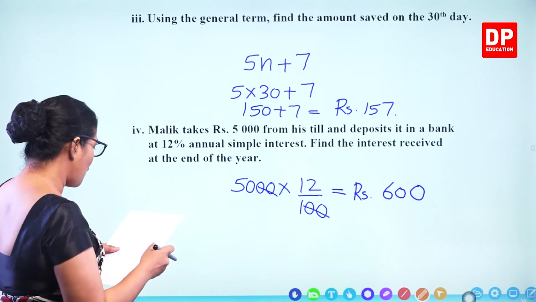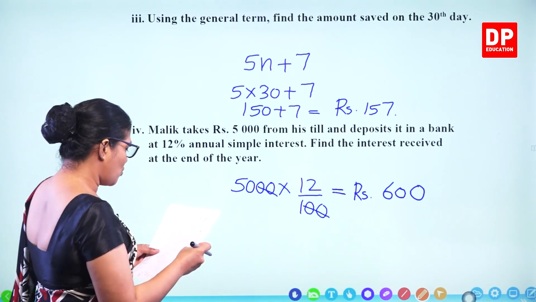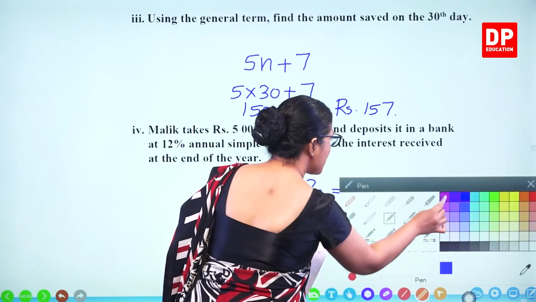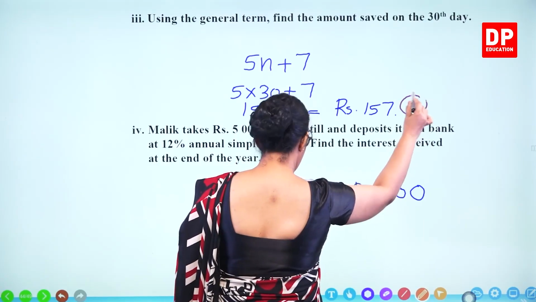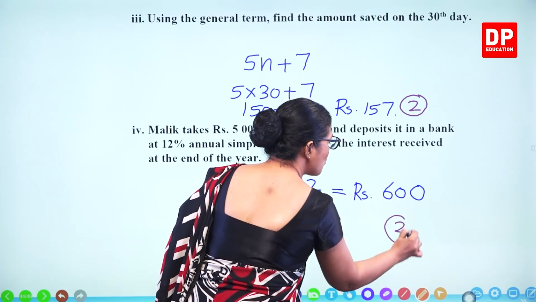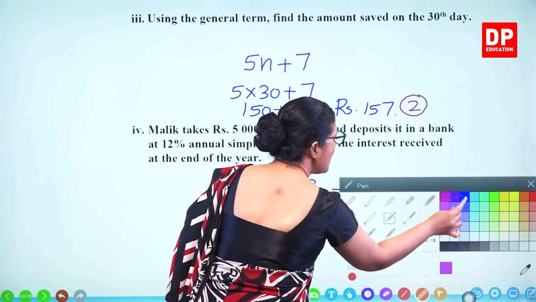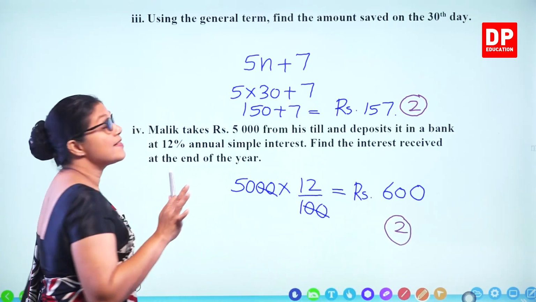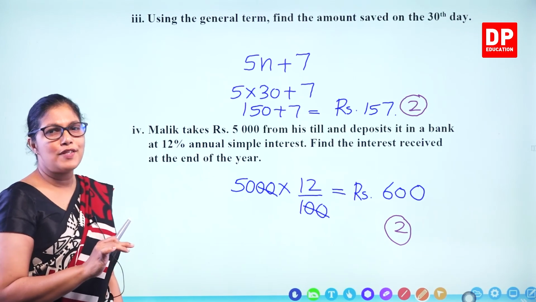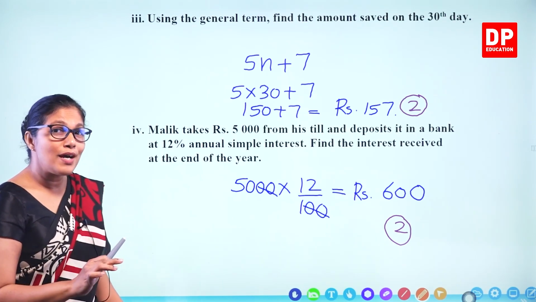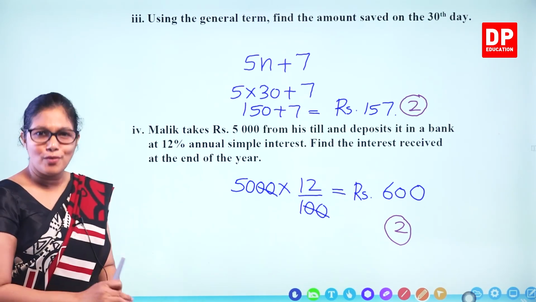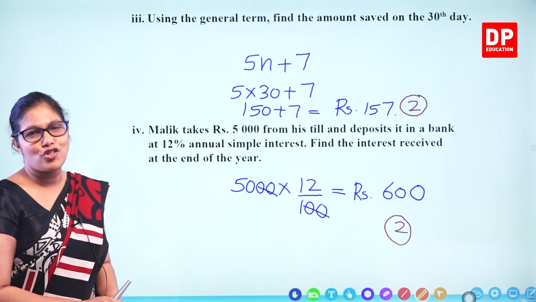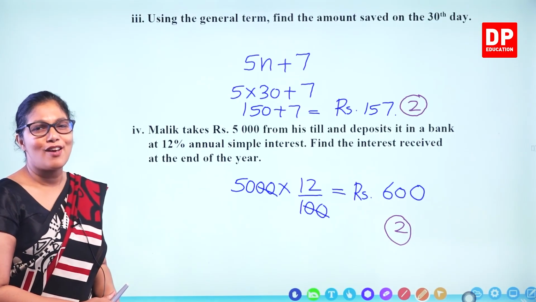So how many marks for these 2 steps? 2 marks here, 157 and 600 rupees, 2 marks. So we gave 10 marks for that question. So this is the last question of this paper. So make sure that you do all the questions and then watch my video to check your answers.